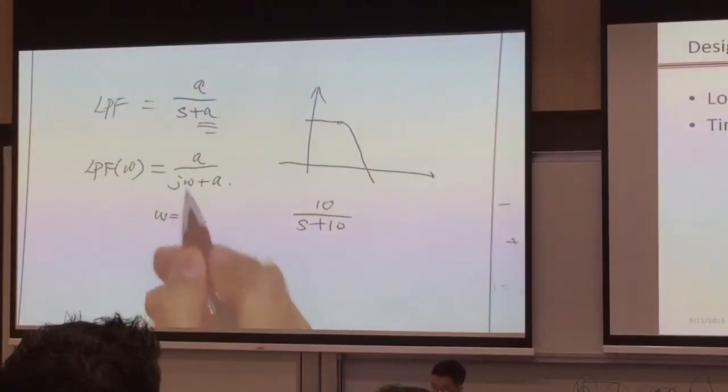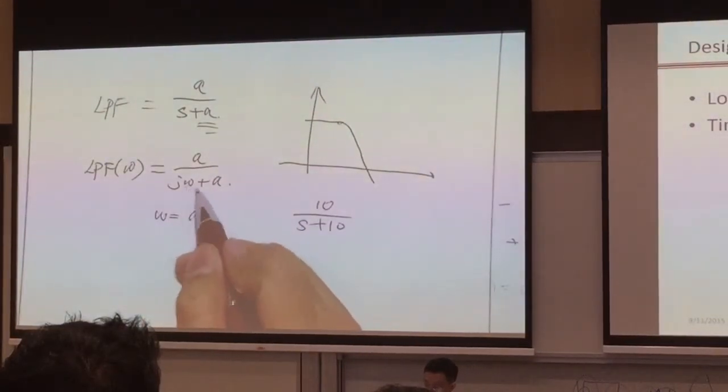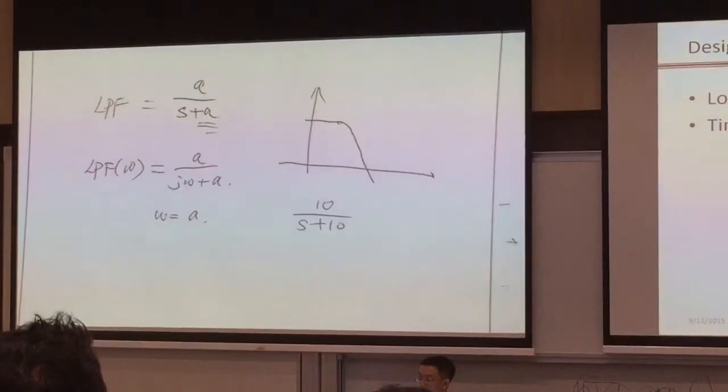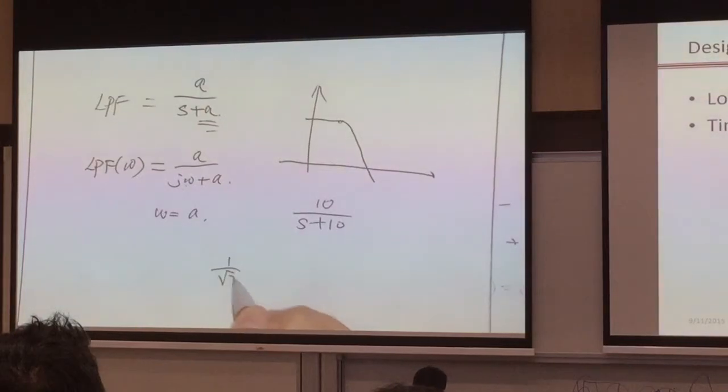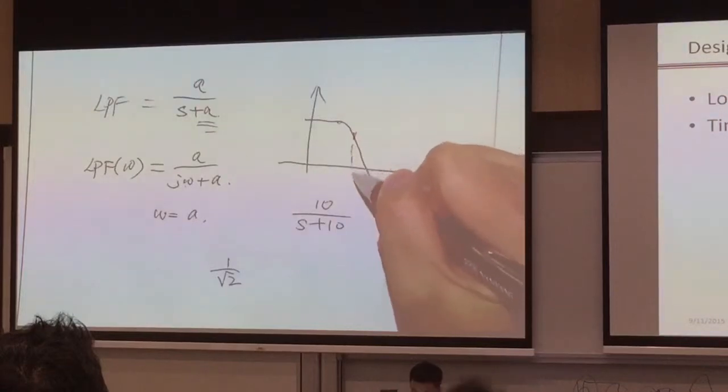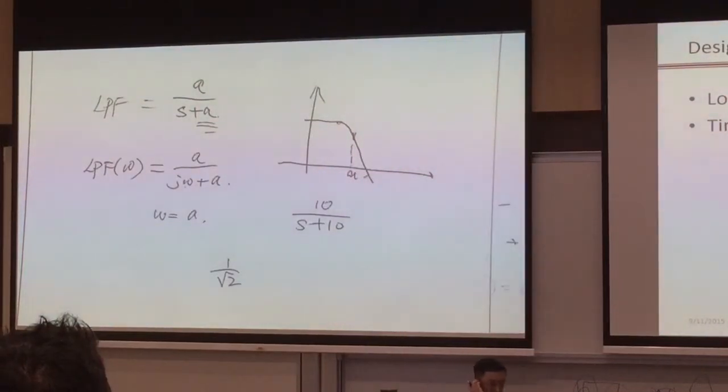Very simple. When your omega is A, JA divided by JA plus A, what is the magnitude? Root 2 of A, right? A divided by A cancel each other, so it's 1 over root 2, right? Then you take the log, it should be minus 3 dB, and this is something called your cutoff frequency. Anyway, assume you know that.